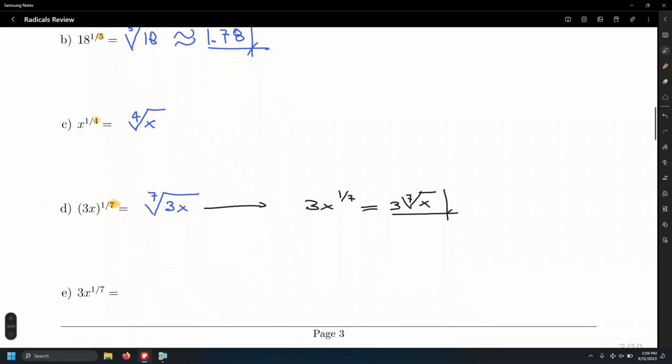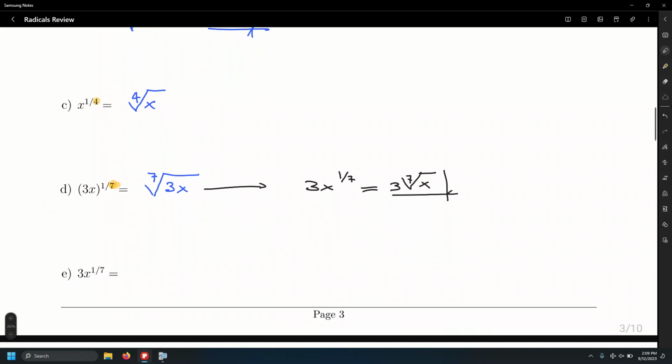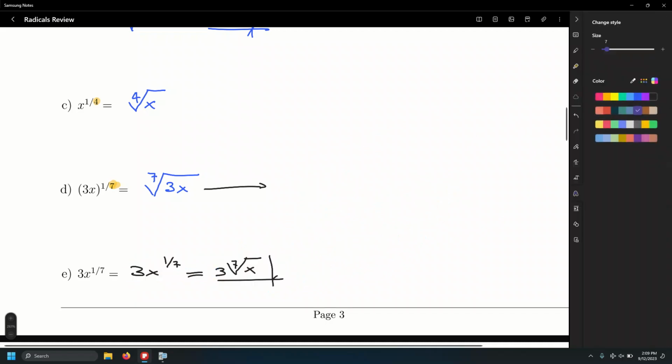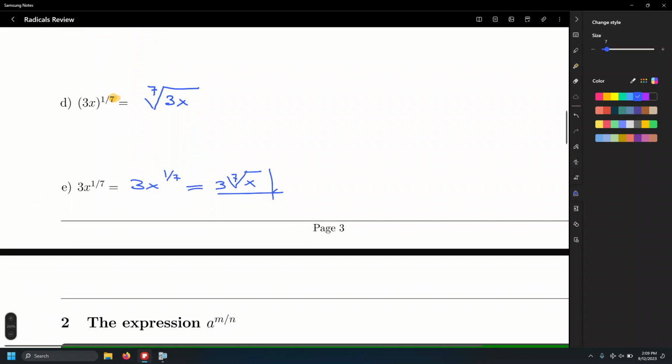Let's move on to the next and see what we get. Oh yeah, that's actually the next example. Oh, I thought I didn't have it. Pretty easy to do. We just change the colors. So again, the moral here is just that the denominator is the index of the radical.